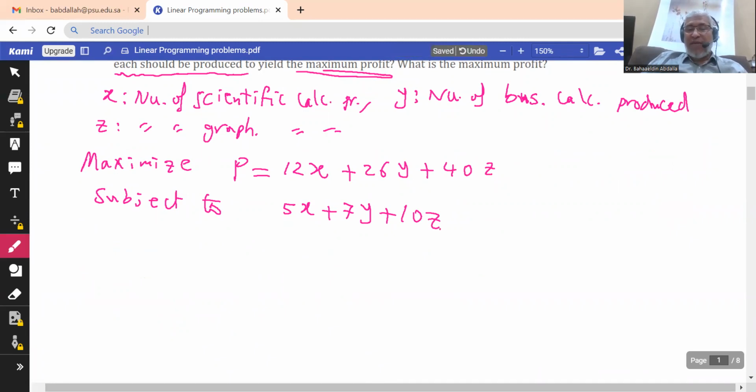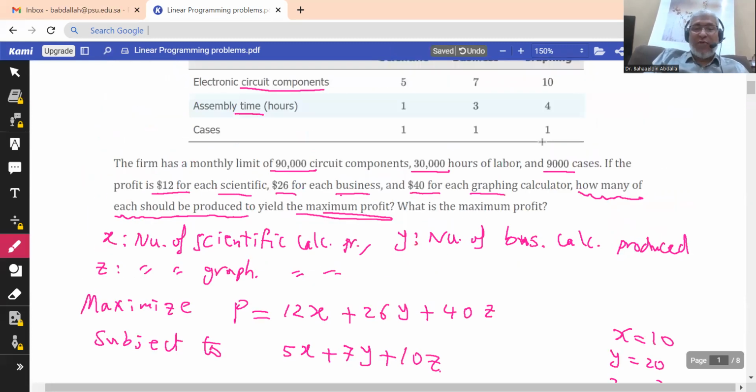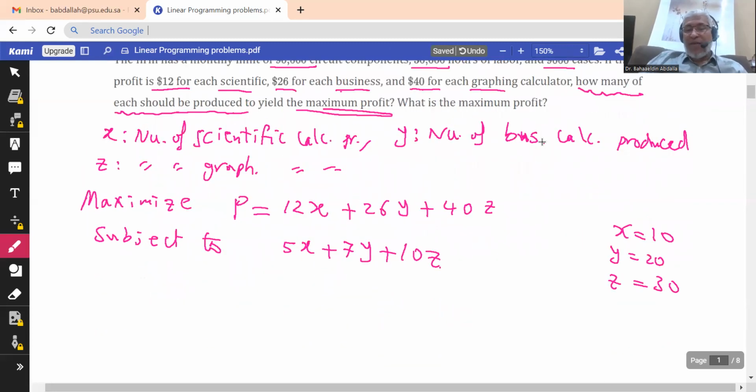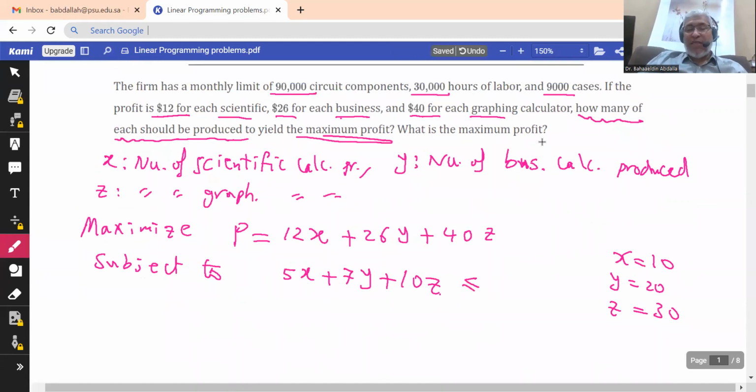So if I have, for example, X = 10, Y = 20, Z = 30, then you can find the number of circuit components by multiplying 5 times 10 plus 7 times 20 plus 10 times 30. Now this number should be less than or equal to 90,000 because we only have 90,000 circuit components. So this is the first constraint.